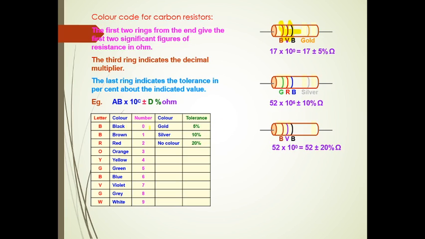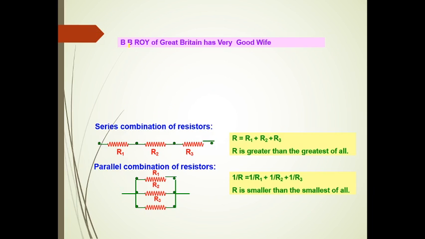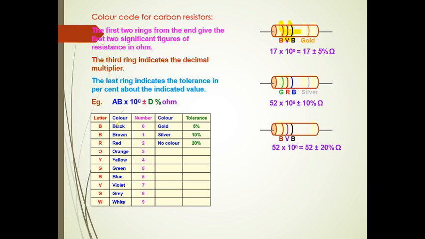So let us see how to remember these color bands. There is one sentence: B.B. Roy of Great Britain has a very good vibe. So the first color B is for black, second is brown, R is for red, orange, yellow, G for green, blue, and V for violet, gray, and white. This is the order of the colors arranged in this table, and their numbers are arranged.